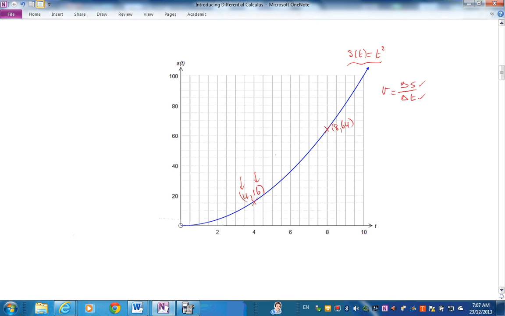What are we going to do? Well, we want to find delta S on delta t, which is actually the slope of that chord there, isn't it? If we started doing delta S on delta t here, what is this? Delta S is 64 minus 16.